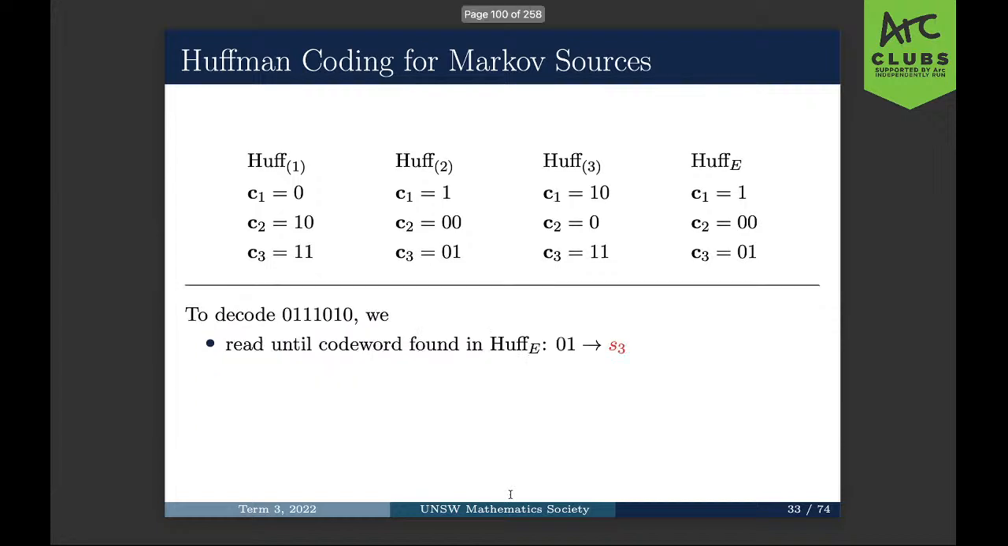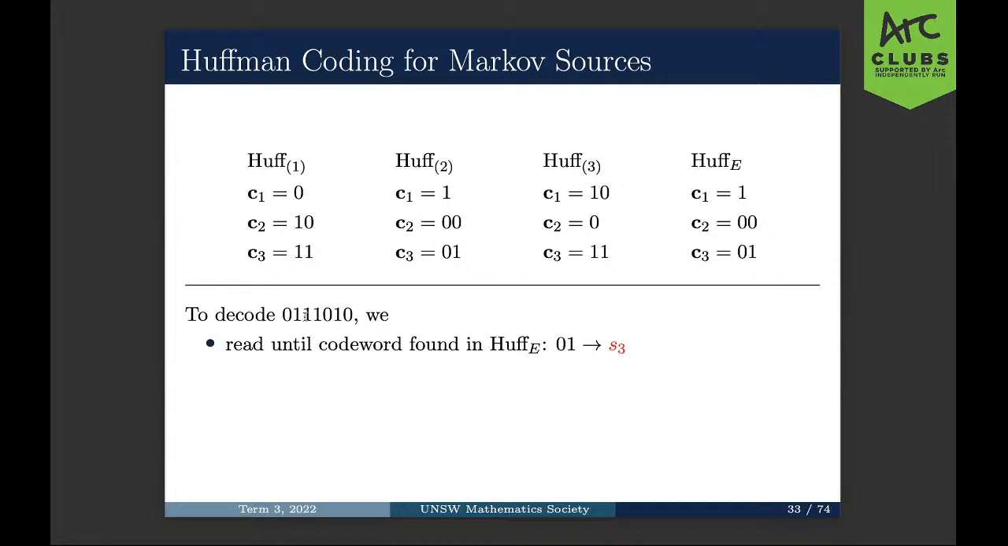To decode, it's sort of a similar thing. We do the same kind of greedy decoding strategy we did for the I codes previously. And we use Huff-E to decode for the first time. So we want to get the first symbol that is encoded in this message. So we focus on Huff-E. We read until we find a code word in Huff-E. So 0, is that a code word in Huff-E? Nope. 01, is that a code word in Huff-E? Yes. And that's going to be C3, so that's going to decode into S3.